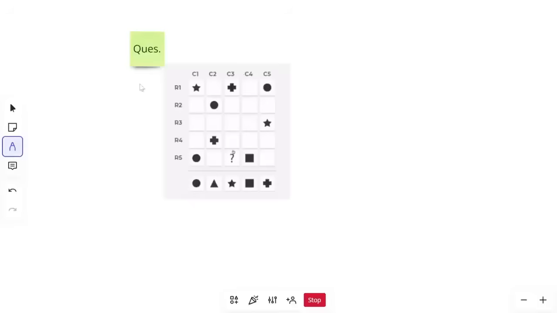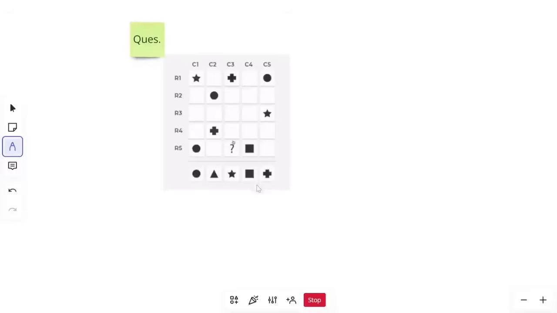Let's look at this question. In this one, we have to find out at the place of question mark, out of the given options, which symbol will come. The options are circle, triangle, star, square and plus. So let's see how to solve this question. But before that, I would suggest that you please pause for a moment, try to solve it on your own, and then you can proceed with the solution. This way you will get better practice of solving these types of questions.